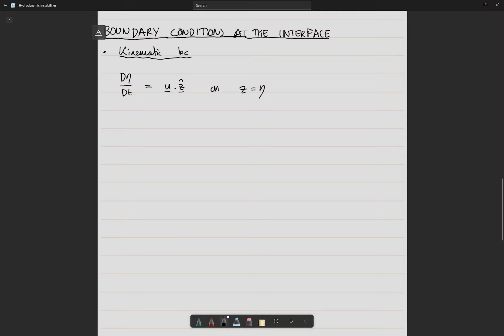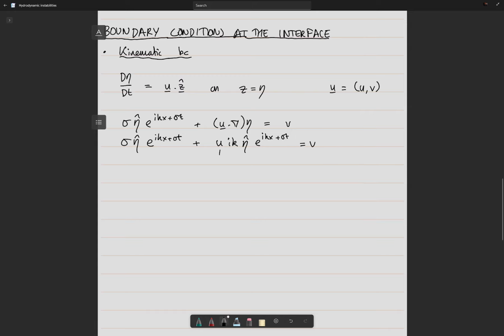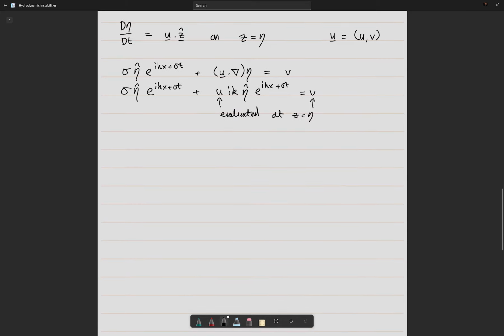So if we write this out in full, taking the form that we know eta has, this gives us sigma eta hat e to the ikx plus sigma t plus u dot grad eta is equal to, well, we'll just call it v in this case. So we'll say that u is equal to (u, v). Okay, what's this term here? Well, because we know that eta is eta hat e to the ikx plus sigma t, we can go one step further and say sigma eta hat e to the ikx plus sigma t plus u times ik eta hat e to the ikx plus sigma t is equal to v, where u and v are evaluated at z equals eta.